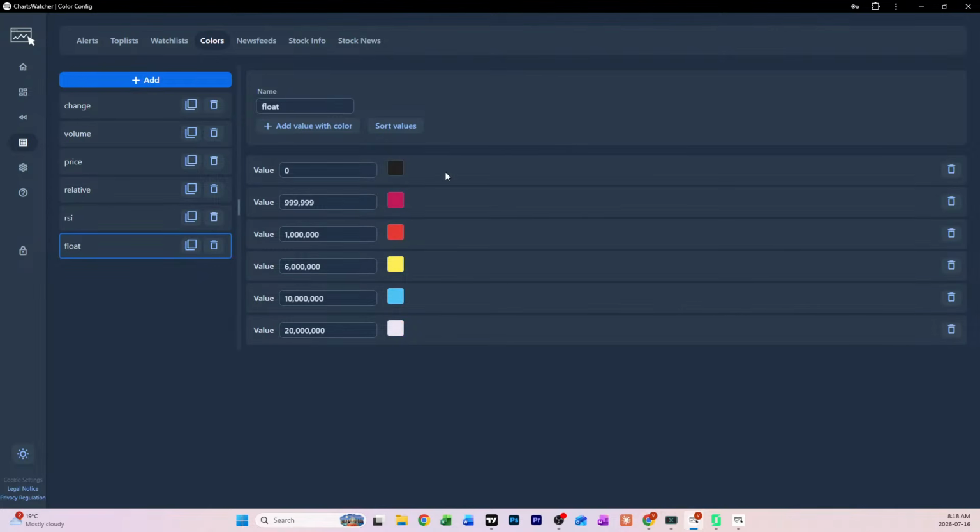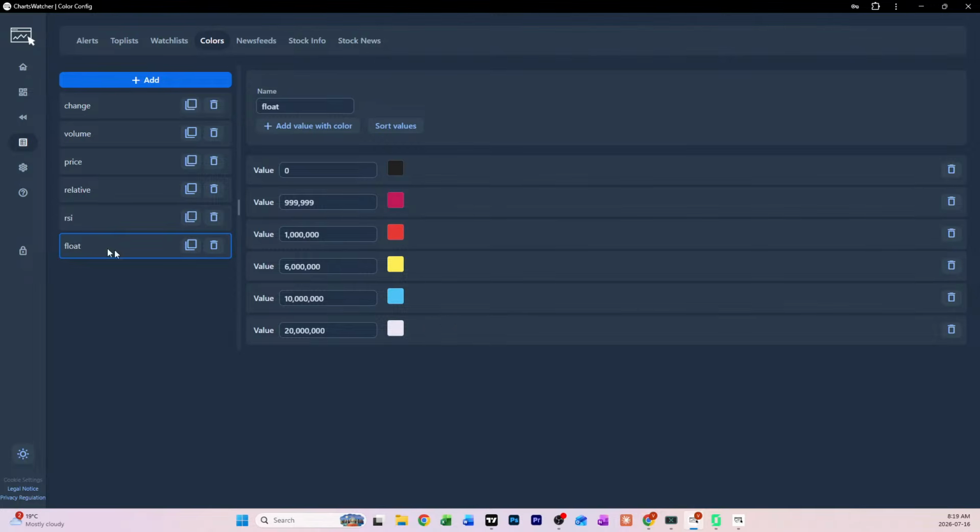Float. So 0 is blacked out because there's something wrong with the stock if it has a 0 float. Either it's not a regular industry stock, or maybe it doesn't have information. And then we get increasingly lighter color as the float gets higher. So red is good, orange is good, yellow is good. But anything that's not in this spectrum is going to be more, I would say, cooler. That's why it's blue or white. Anything above 20 million is going to be white.